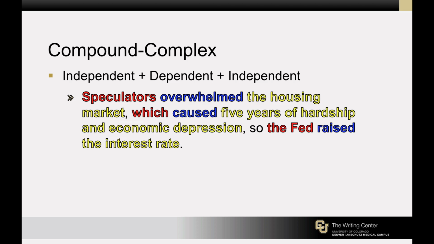In the second example, we've used the same clauses but changed their order. Here we begin with an independent clause, "speculators overwhelmed the housing market," followed by a dependent clause signaled with a relative pronoun, "which caused 5 years of hardship and economic depression," and concluded with another independent clause, "the Fed raised the interest rate," connected with a comma and a coordinating conjunction. In other words, we've sandwiched the dependent clause in between the independent clauses. Because of this, the whole meaning of the sentence changes. Instead of two equal factors causing 5 years of hardship, now one main factor, speculators, caused 5 years of hardship, and in response, the other main factor, the Fed, reacted, raised the interest rate.